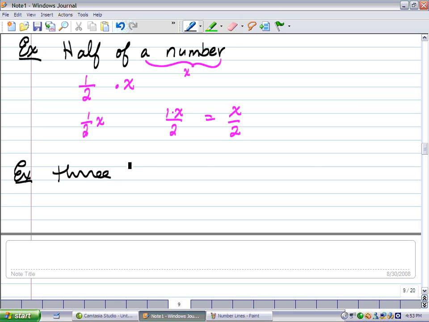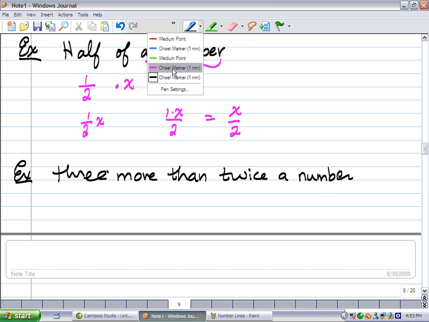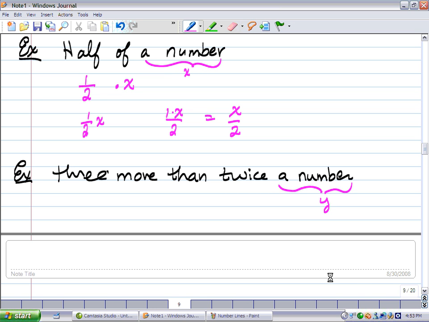3 more than twice a number. And this time let's make the number y. So if the number is y, 3 more than y would be 3 plus twice the number, so that's twice y, 2y.